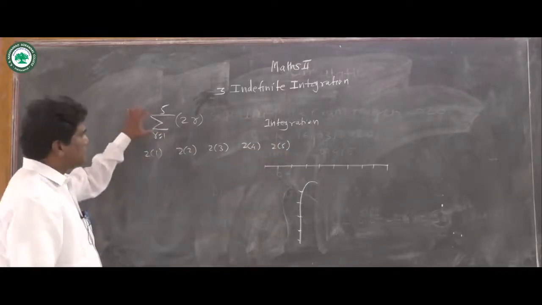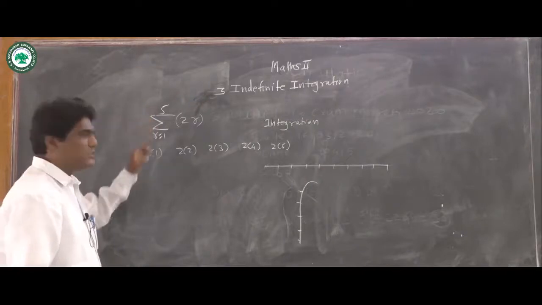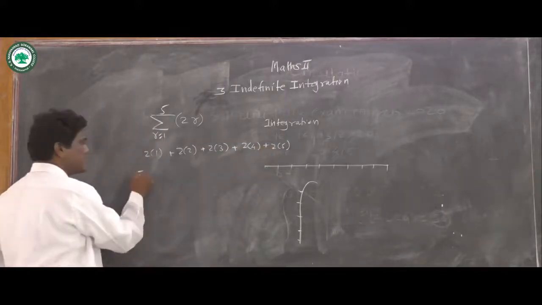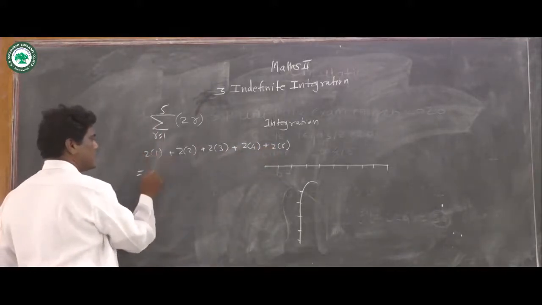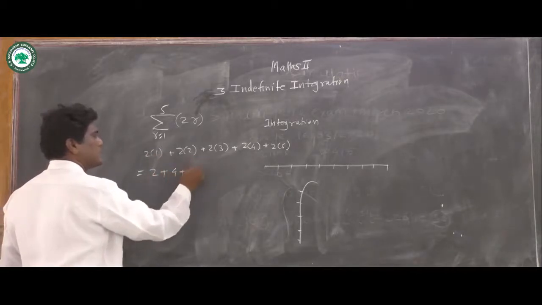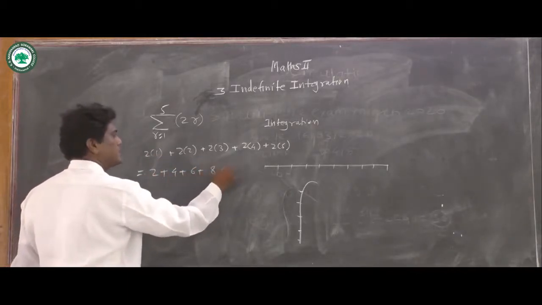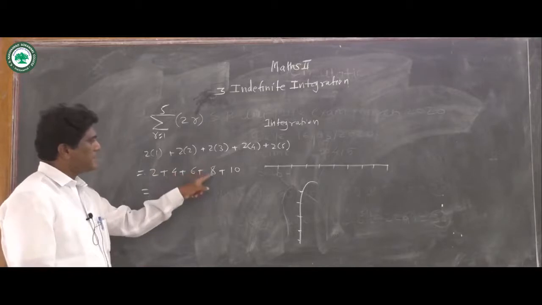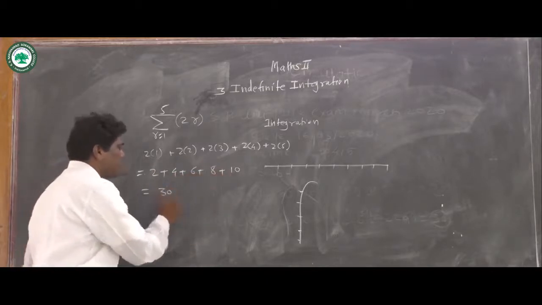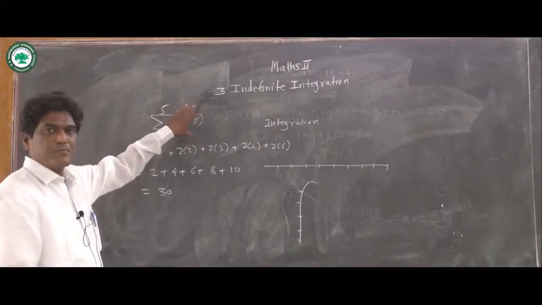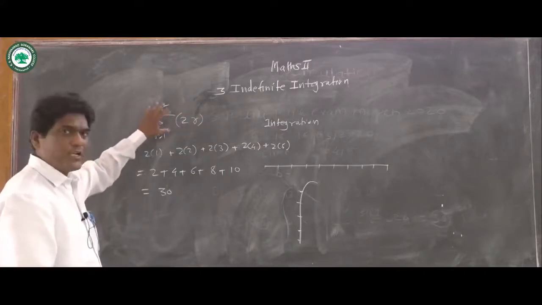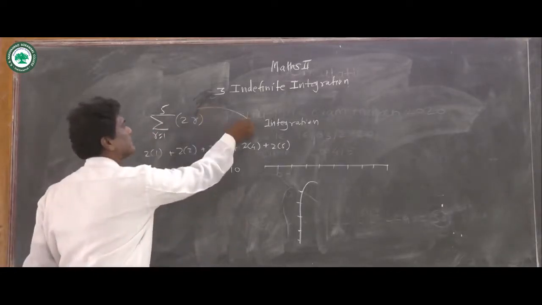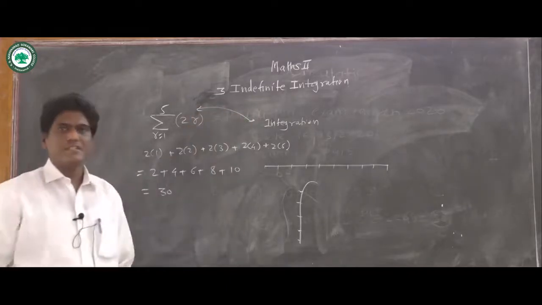Summation means addition, so here we take plus. So it is equal to 2 ones are 2, plus 2 twos are 4, plus 2 threes are 6, plus 2 fours are 8, plus 2 fives are 10. Now take the addition of this: 6 plus 4 is 10, 2 plus 8 is 10, and plus 10, it is equal to 30. This means the addition of the function 2r from 1 to 5 is 30. Summation and integration are the same.